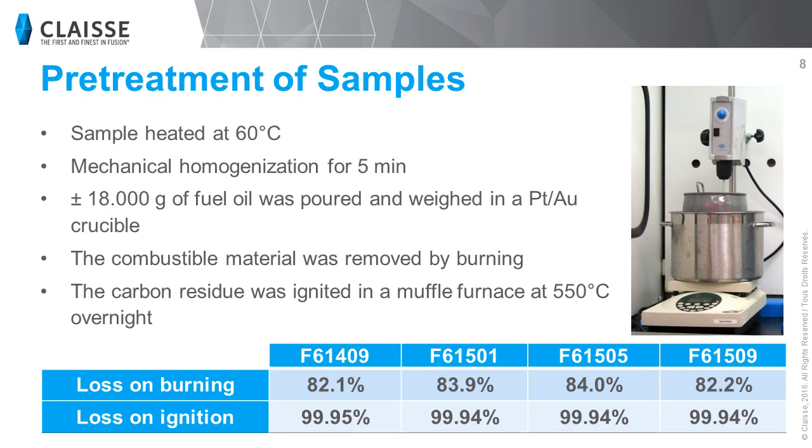In order to remove the organic combustible material, the sample had to be burned with an open flame until the sample had lost more than 80% of its original weight. Then, the carbon residue was ignited in a muffle furnace at 550 degrees Celsius. In the table, you can see the mass loss for the burning and ashing steps for each sample.